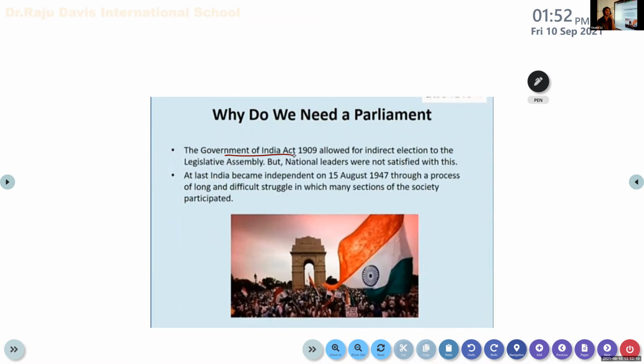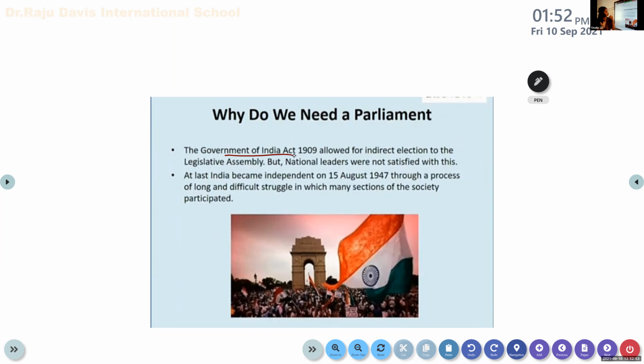And when we became free, the Indian nationalist leaders drafted our constitution, which gave importance to the parliamentary form of government, a democratic form of government. The rulers were elected by the people, and all citizens get a chance to elect their members. That means universal adult franchise is guaranteed by our constitution. All adults in India, irrespective of their caste, religion, gender, wealth, are allowed to vote.